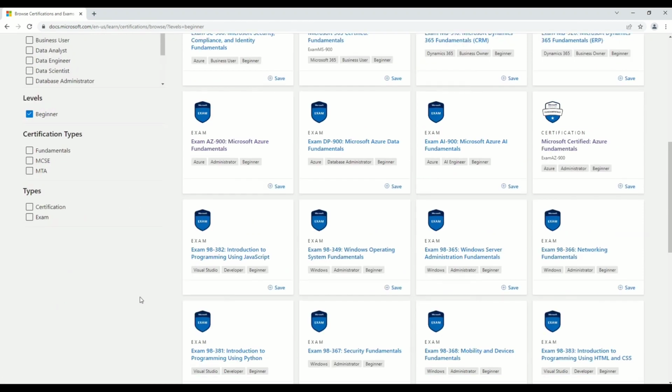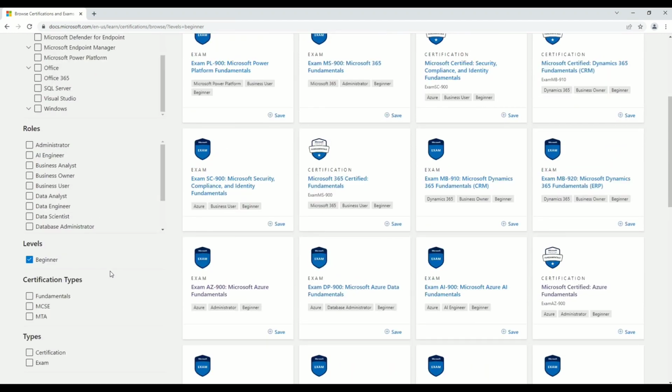In fact, if you also see on the left hand side, you can see that there are two types. One is certification and the other one is exam. So what is the difference? Now, to clarify the difference, let me open both of these links. So this goes the exam and this goes the certificate.